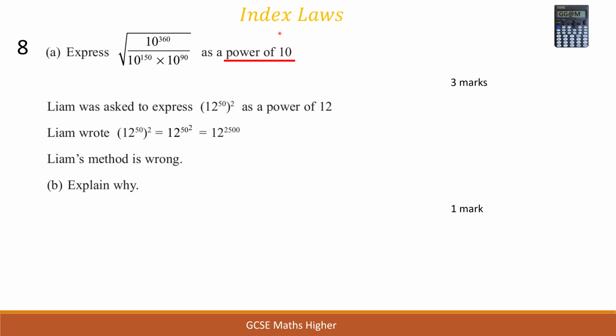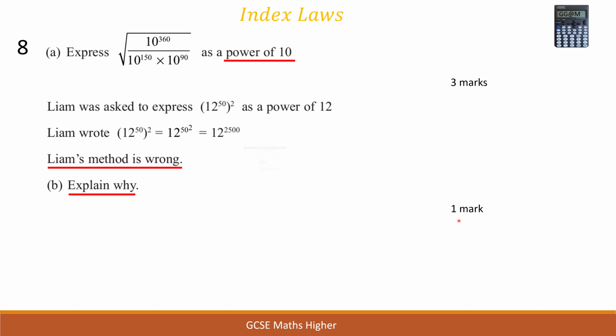So you need to make sure you know the rules of indices, okay? And then you can deal with numbers as well as algebra. The next part, you're expected to write this as a power of 12. This is what Liam has done, and you've got to explain why his method is wrong, and you've got to write down why. This will give you 1 mark in the exam. Press pause, have a go at working out the answer, then press play when you're ready to hear.